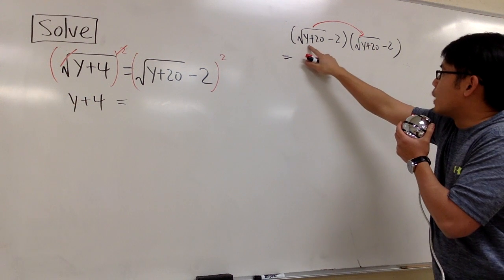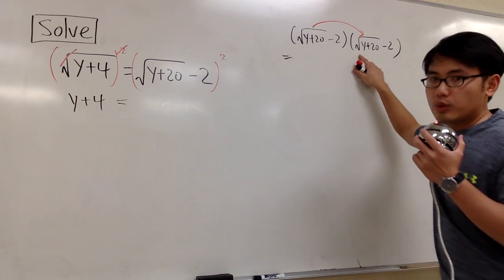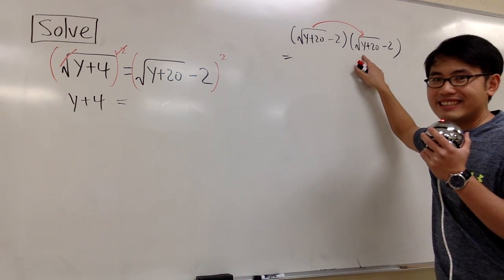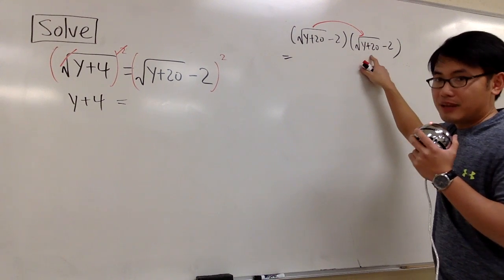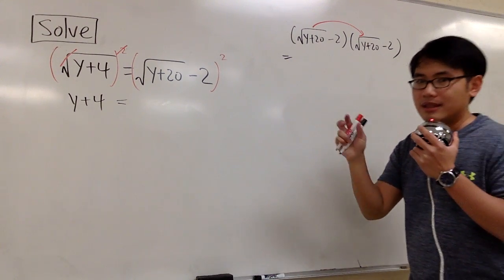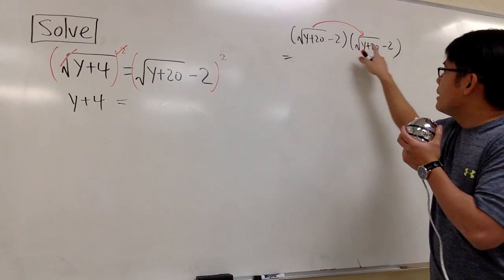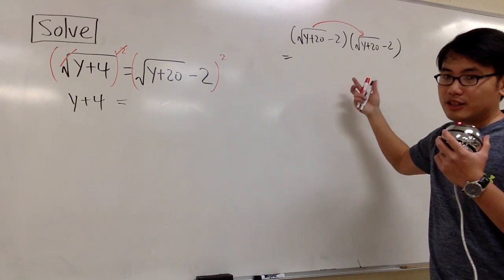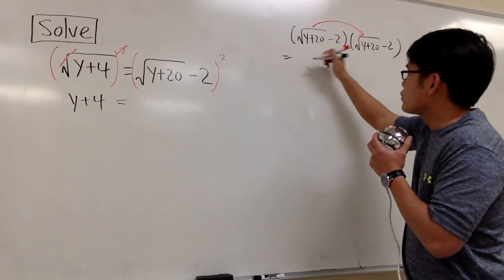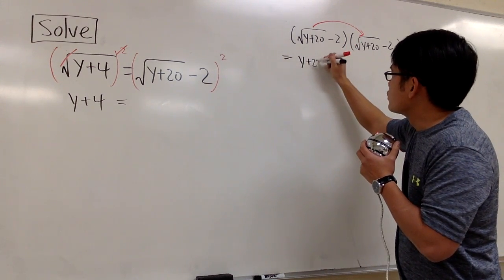So here we have square root of y plus 20 times square root of y plus 20. What do we get on that? The insides are the same. When you have square root times another square root, if both of them have the same inside, the answer is just pretty much the inside, and no more square root. You have y plus 20.